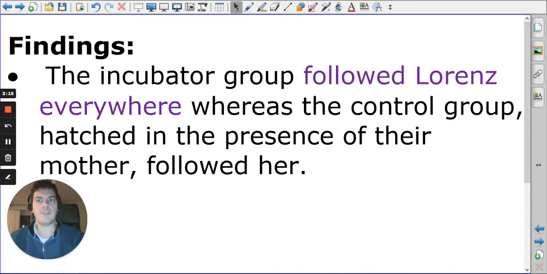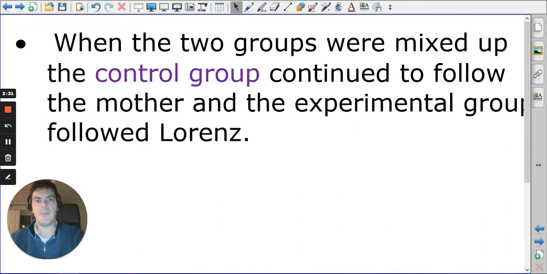What he noticed was that the group of hatchlings that were hatched by Lorenz himself followed him everywhere, whereas quite naturally you'd expect the group that was hatched by the mother to follow her. But what was really interesting is that when he mixed these two groups together, the control group and the group that he hatched, they didn't suddenly go, okay, so that is what a bird looks like, that's what my mother should be, I'm going to go and follow her. They kept on following Lorenz.